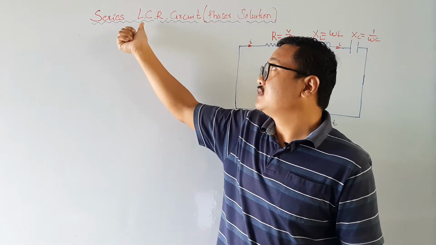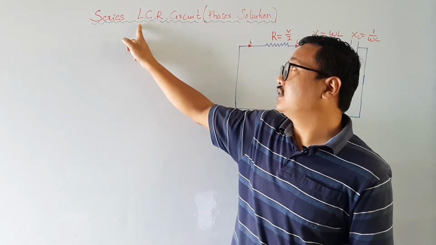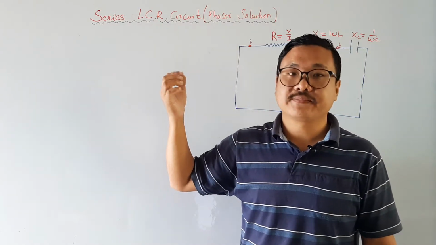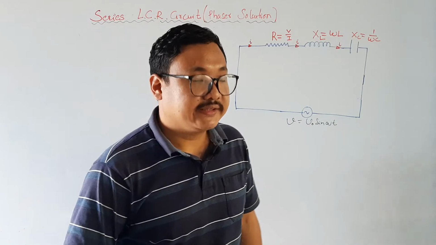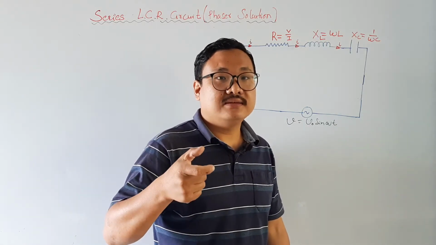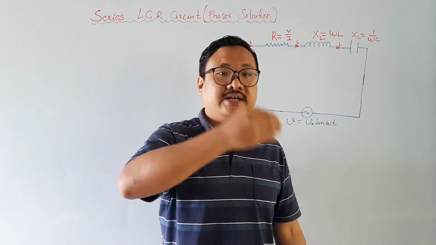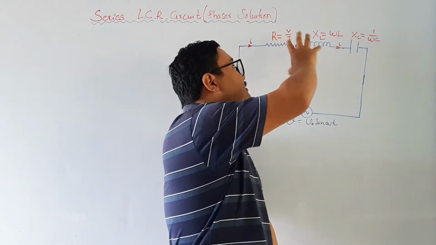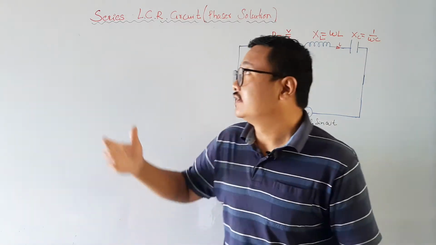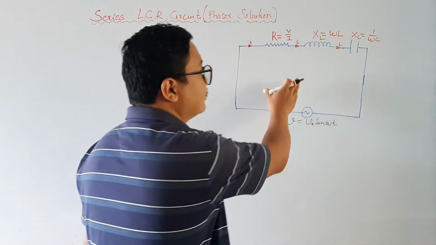So the name series LCR may be written in different ways like LRC and so on, but do not confuse, okay? So all are the same. In the last lessons we applied AC voltage to the different elements like capacitor, inductor and resistor separately. But here we take these in series and we apply AC voltage. So therefore the name has come, series LCR. So let us consider this diagram.